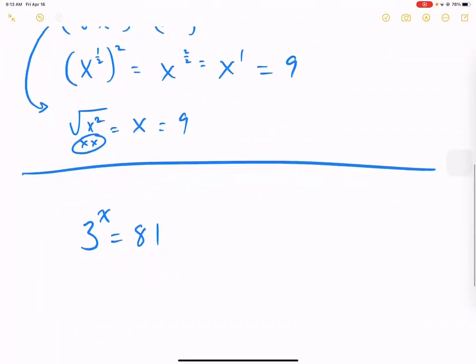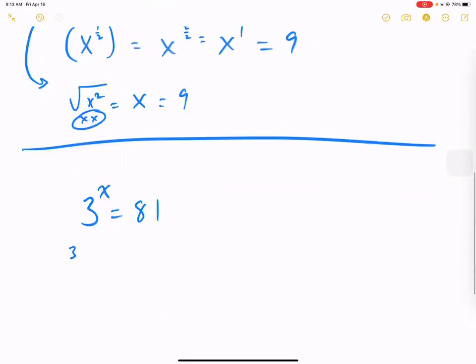Now we could just start guessing. 3 times 3 is 9. Okay, we're not there yet. Give me another 3. That's 27. Nope, not there yet. Give me another 3. That is 81. So how many 3's do we need? We needed 3 to the 4th power equals 81.